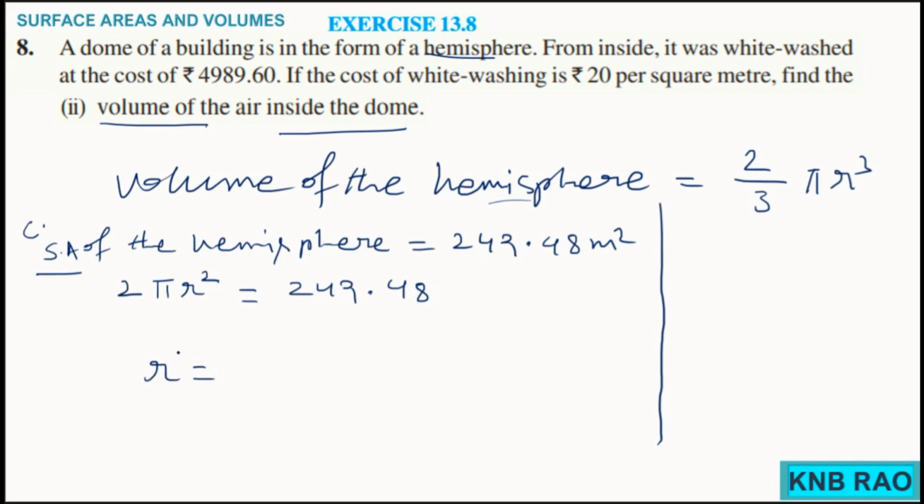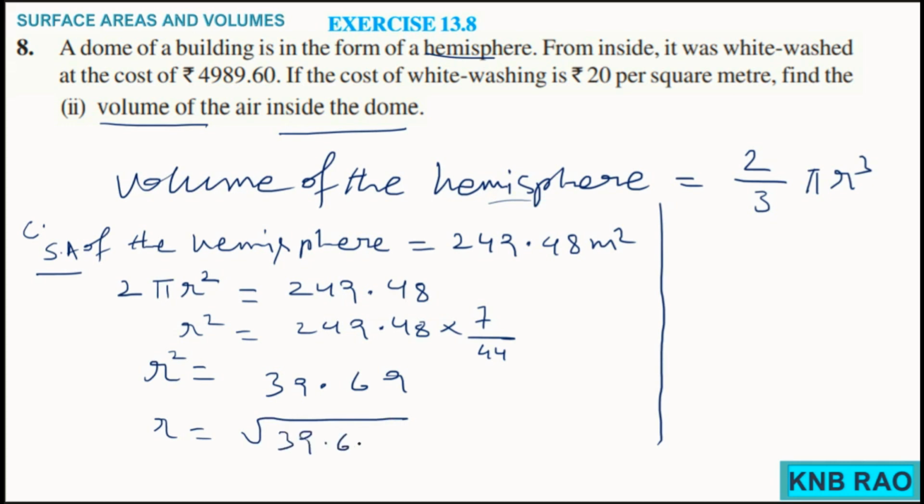So here you'll get, first, 2 into 22 by 7. So r square equals 249.48 multiplied by 7 by 2 into 22, which is 44. So r square equals 39.69 on simplification. Thus r equals root under 39.69, which is nothing but 6.3 meter as the radius. So r equals 6.3 meter.